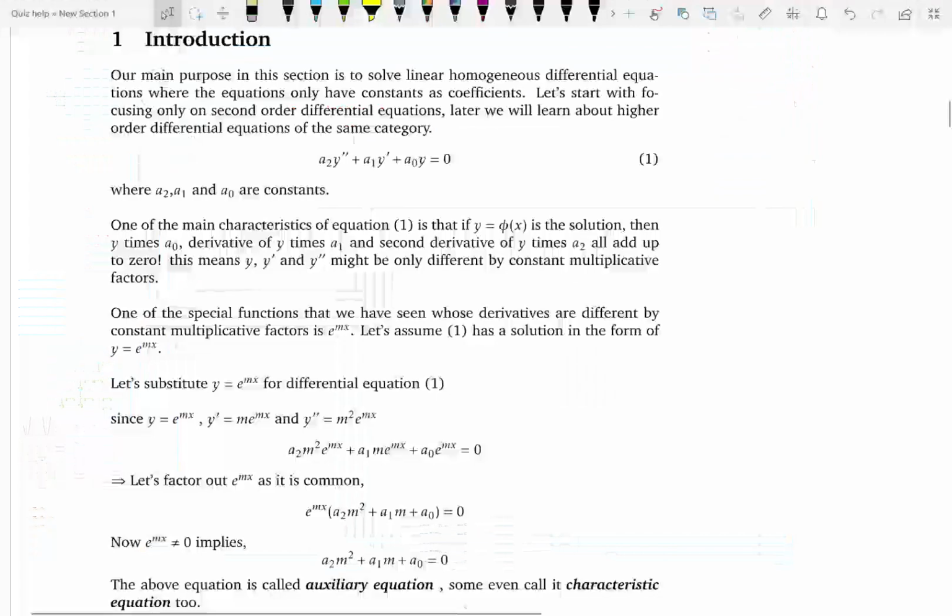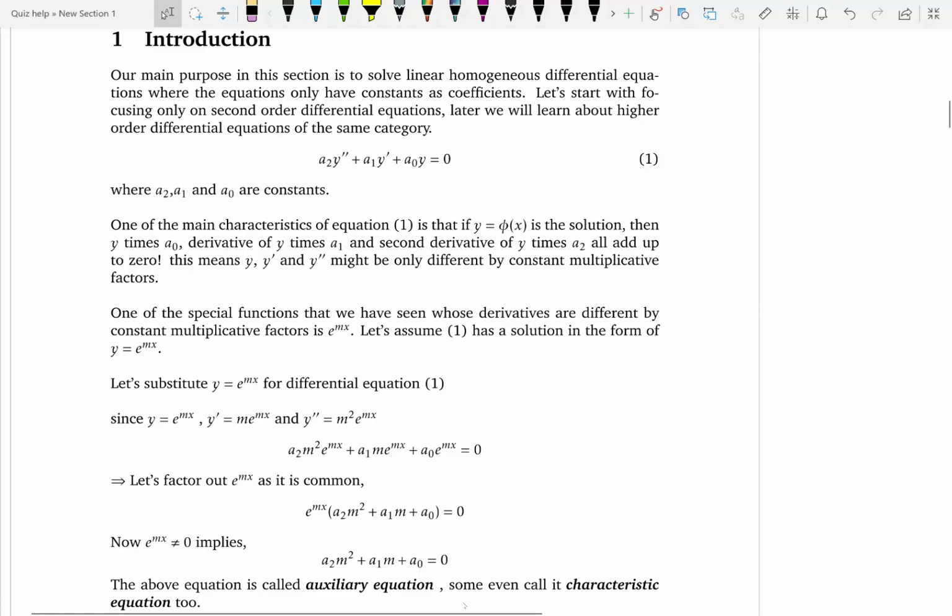Okay, so let's move on to our new section. In the previous section 4.2, you learned the reduction of order method, right? If you have a second order linear homogeneous differential equation, according to the version of the reduction of order method that you learned, if you know one solution, you can find that second piece, right?